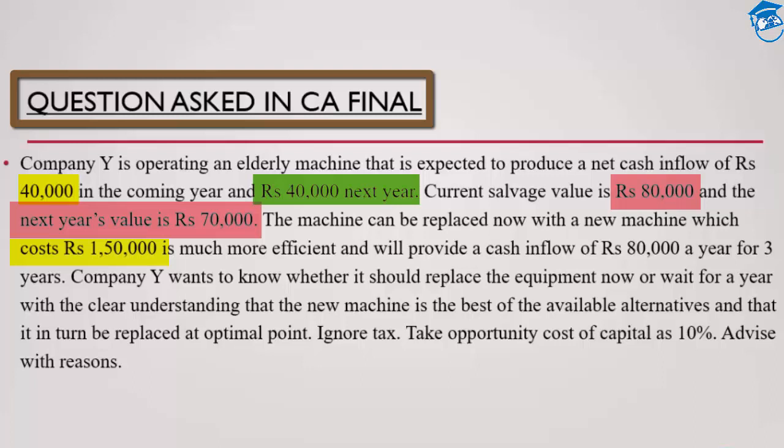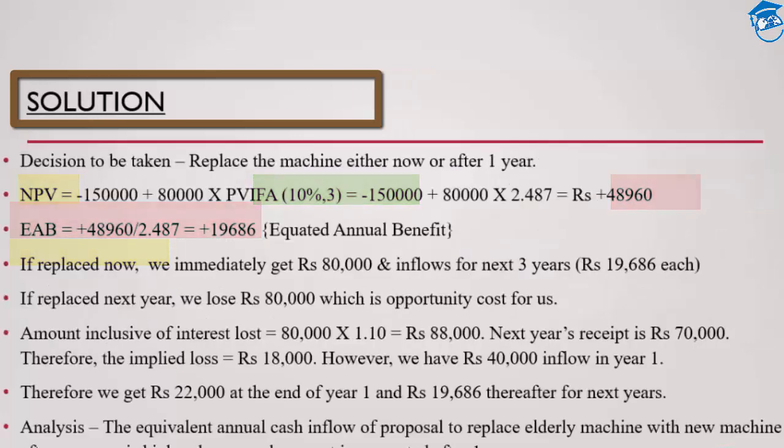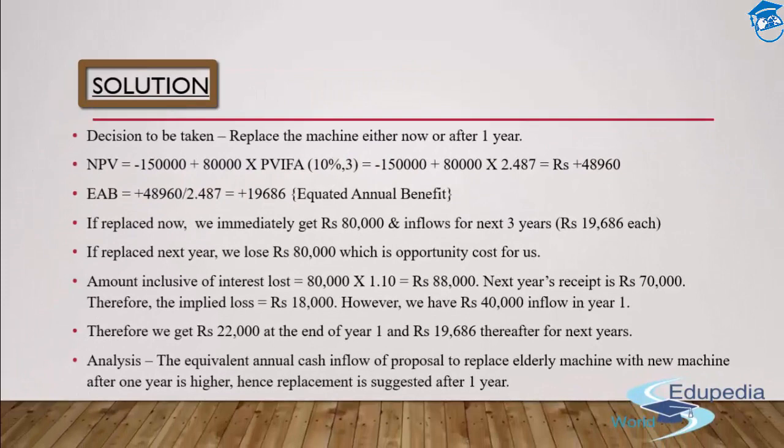Now let's proceed towards how we should present this in the examination with a proper presentation. It's very simple, guys. We need to decide whether we should replace the machine either now or after a year. I have been told that the initial investment on that new machine will be rupees 1,50,000. So to get the minimum costing, I will simply deduct 1,50,000 and add what benefit I'll be getting out of it. I'll be getting 80,000 rupees each year for the next 3 years.